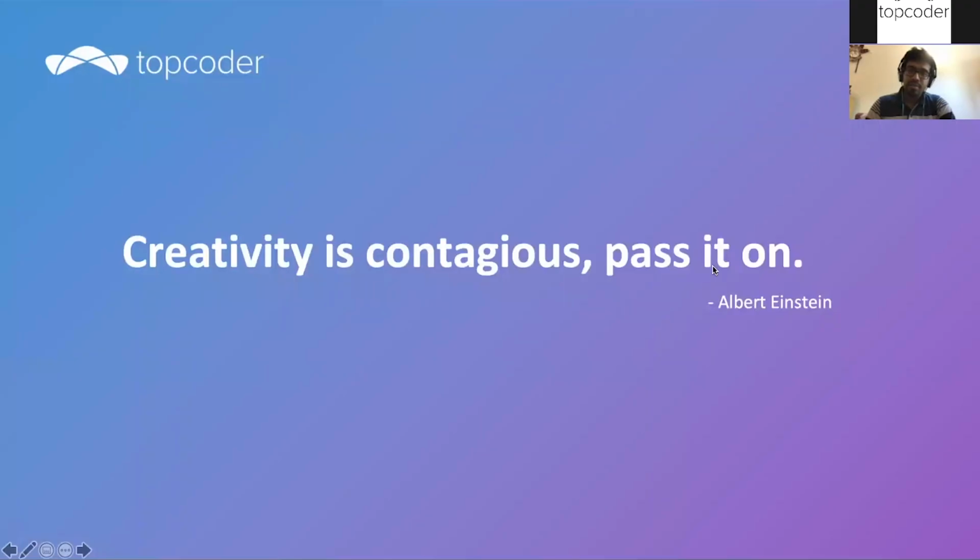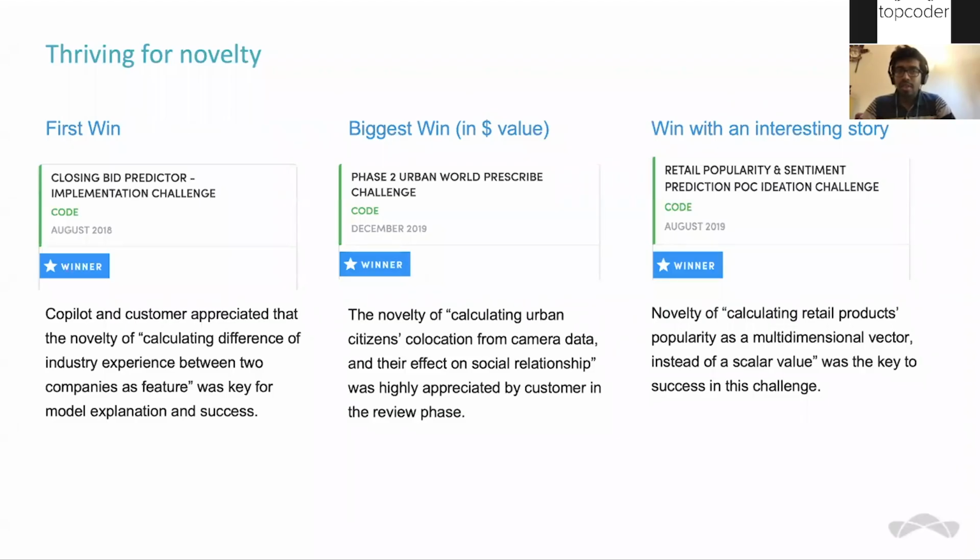And then the next section is the novelty or the creativity. I would say creativity is contagious, so we need to pass it on. Novelty is one of the key factors I try to put in all of my solutions. So let us see what I mean by novelty. As I showed you earlier, there were 3 key wins. On the first win, I was doing the closing bid predictor and implementation challenge.